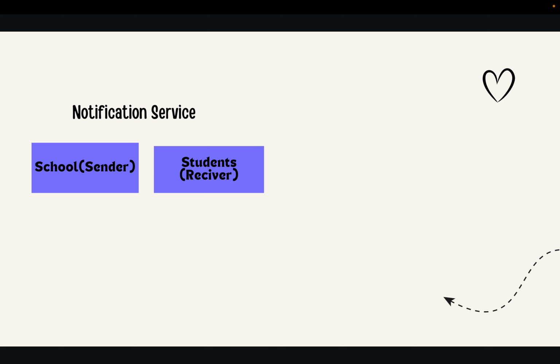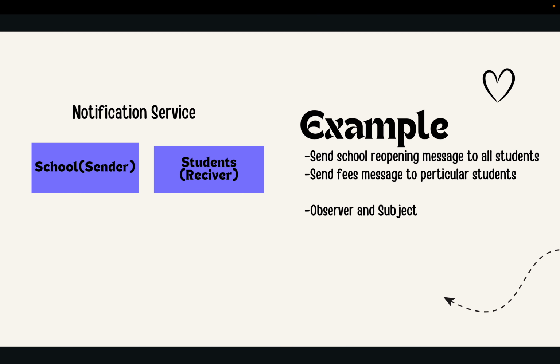Let's take an example of a school that wants to send notifications to the students. The school wants to send a notification that the school will not be open today or will reopen on some day to all students, and send a message asking to please submit fees to those students who have not submitted their fees yet. So there are two important things. First is the observer and second is the subject. The observer is the receiver who receives the notifications, and the subject is who sends the messages or notifications.